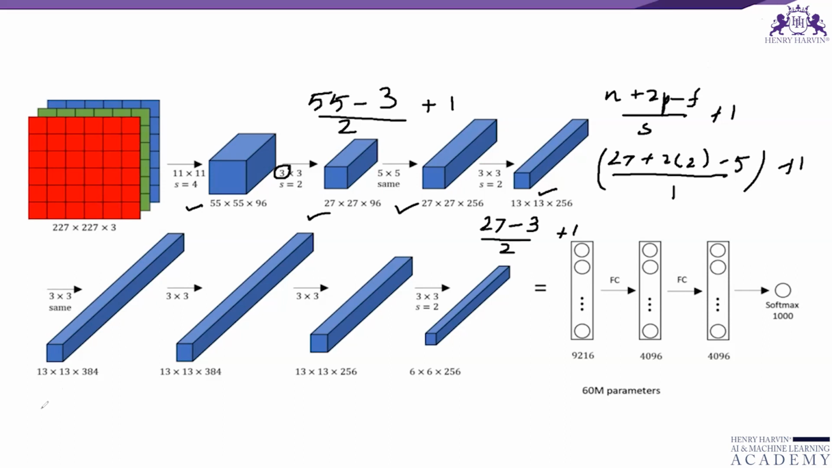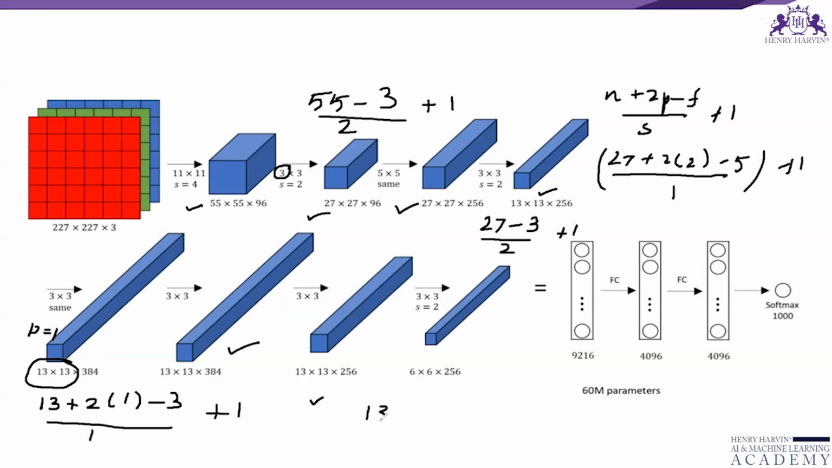Now N is 13. Is padding done over here? Yes, there is a padding, and padding is equal to 1. So we get 13 plus 2 into 1, minus f which is 3, divided by s, and s is again 1, plus 1. So 13 minus 1 is 12, 12 plus 1 is 13. So we are getting 13 into 13. Again, this will be the same because we are using the same settings.